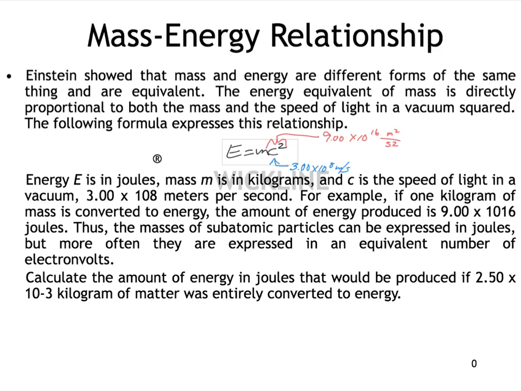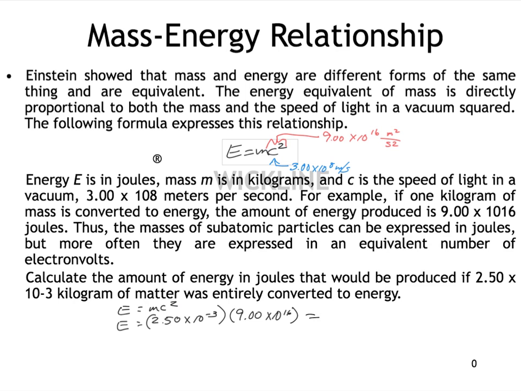Let's do an example. Let's calculate the amount of energy in joules that would be produced if 2.5 by 10 to the negative 3rd kilograms of matter was entirely converted into energy. So E equals mc squared. That's the mass we're dealing with, and here is the speed of light squared.